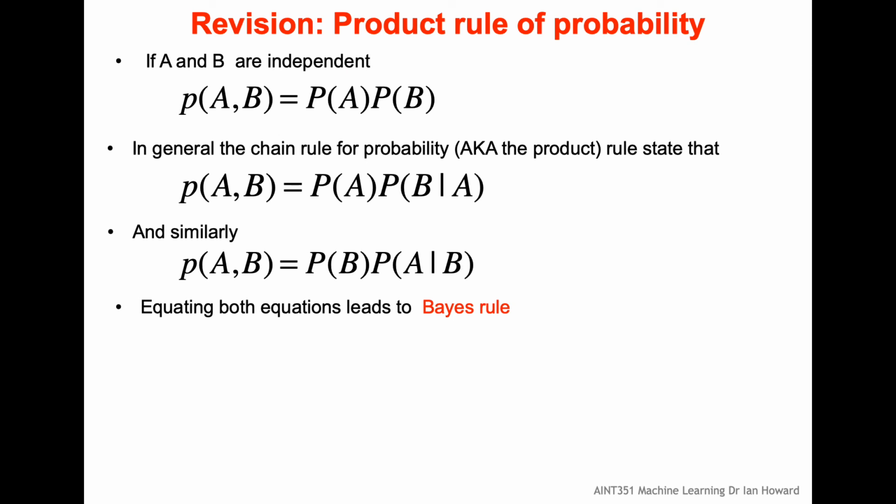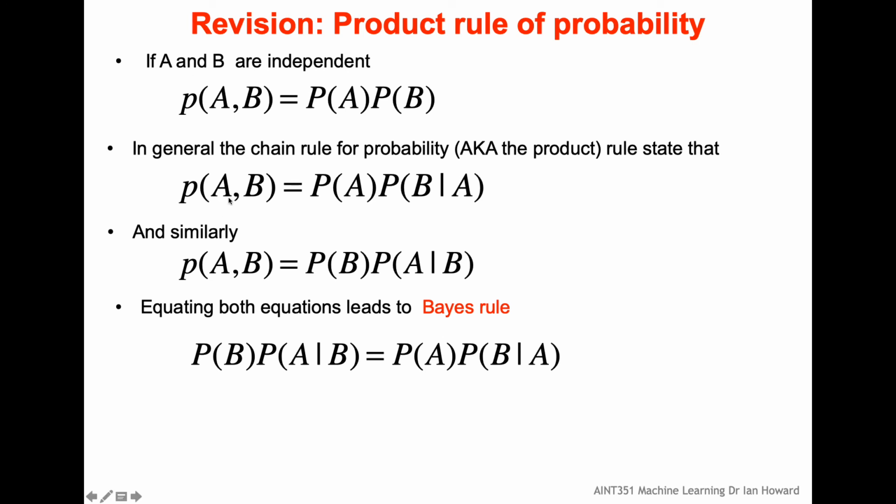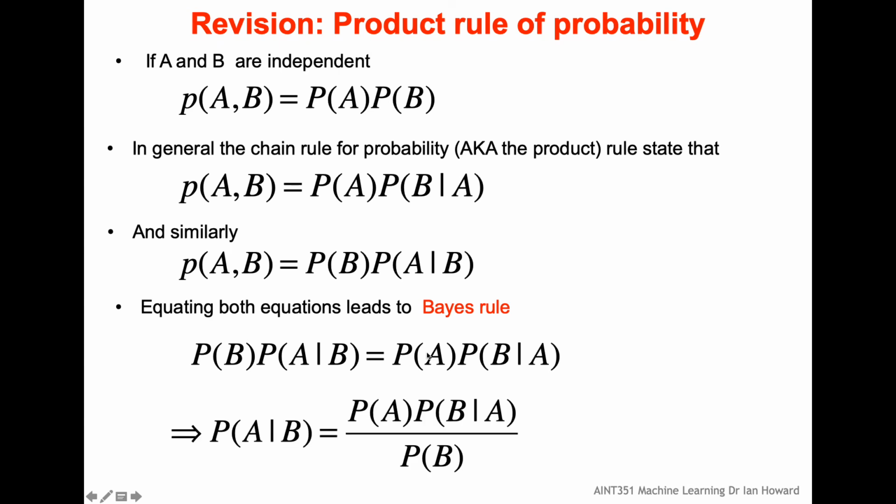We can equate those two equations now and actually end up with Bayes' rule. First of all, these are both equal to the probability of A and B happening. So this part here on the right is equal to this part here on the right. That's what we've written here. And then we just divide both sides, in this case, by the probability of B. And this gives us Bayes' rule. The probability of A given B is the probability of A multiplied by the probability of B given A, divided by the probability of B. And that's a very, very important result.